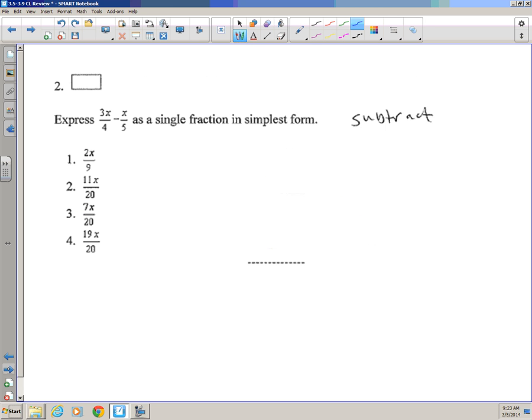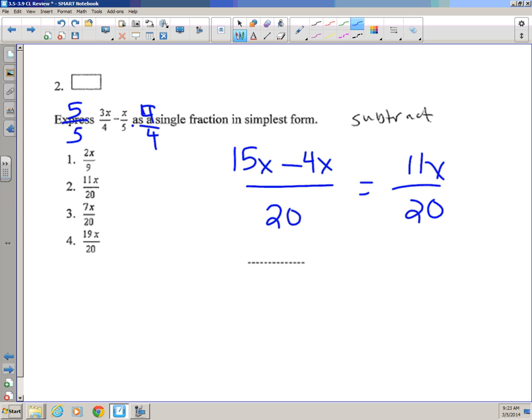Number 2, again, express as a single fraction in simplest form. We're looking to subtract here. 4 and 5, common denominator is 20. I need to multiply the first fraction times 5, the second fraction times 4, and I get on the top 15x minus 4x. This turns into 11x over 20. I'm completely simplified. Choice 2.